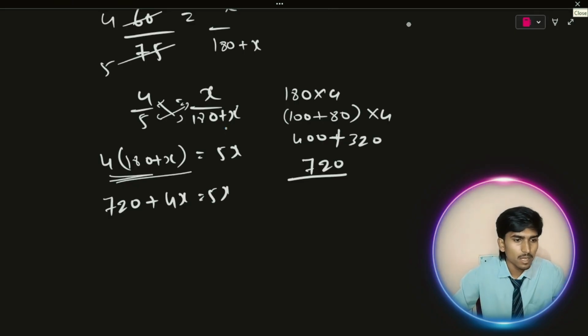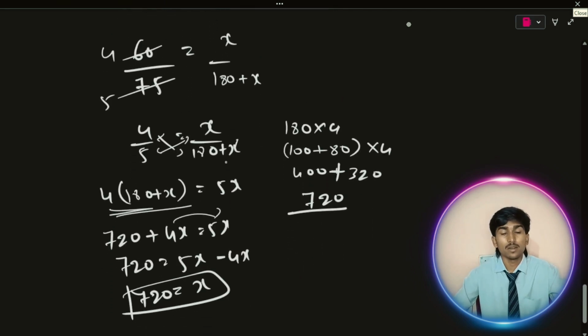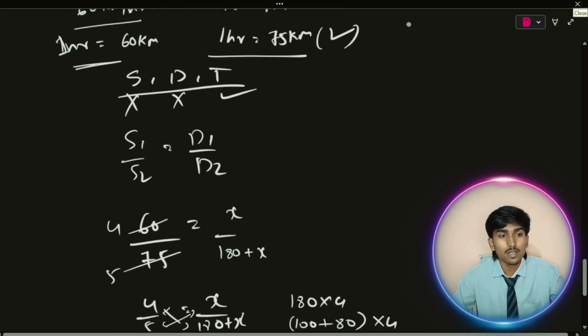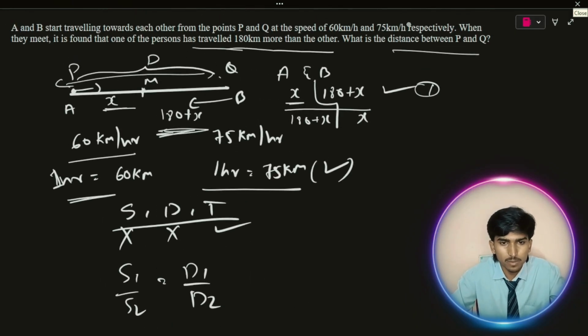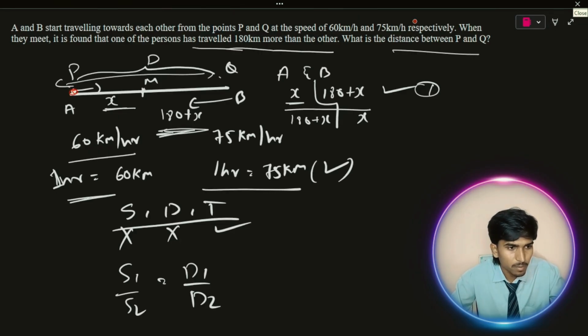Now send 720 to this side: 5X minus 4X is X, so X is 720. The options will have 720. If you just click on 720 as the answer, you will be doing it wrong. Just see what the problem asks: the distance between P and Q, from here to here. We found X is equal to 720.